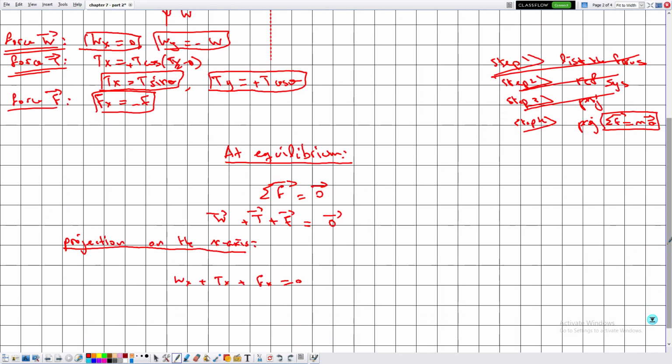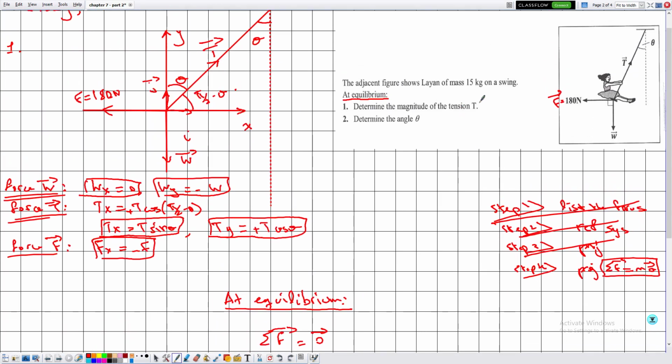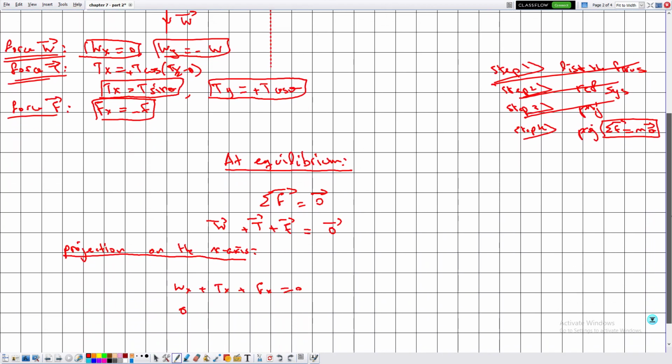Now the value of Wx is 0. Notice that we are interested in determining the value of T, and T appears along the x-axis and the y-axis, so we need to project along the x and along the y. So plus T sine theta plus the value of Fx, which is minus F, is equal to 0. So this is simply T sine theta minus F is equal to 0. This is the first equation.